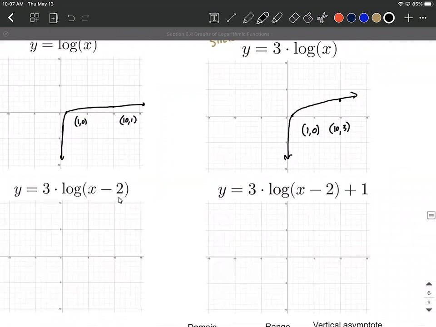We have this -2 attached directly to x. When you attach a number directly to x, that's either going to be left or right. It's going to be some sort of horizontal shift, but these kind of work in the opposite direction we think they should. They're counterintuitive. So subtracting 2 is actually going to move everything to the right 2 units. So I'm going to take these key points and add 2 to each one of these x values. We were at 1, 0. So that's going to move to the right 2 units, which puts us at 3, 0.